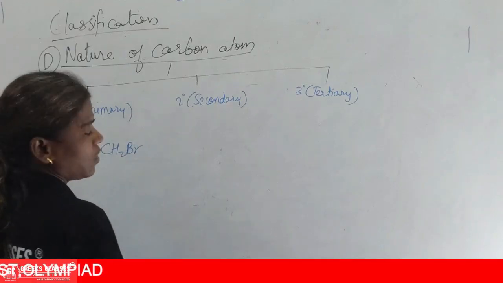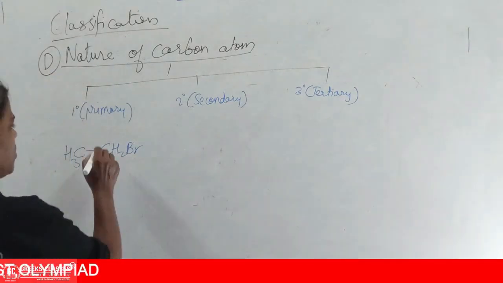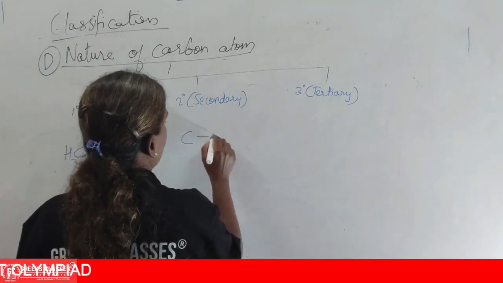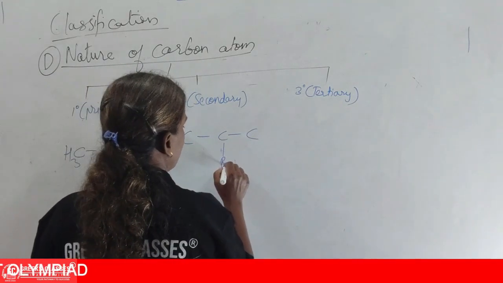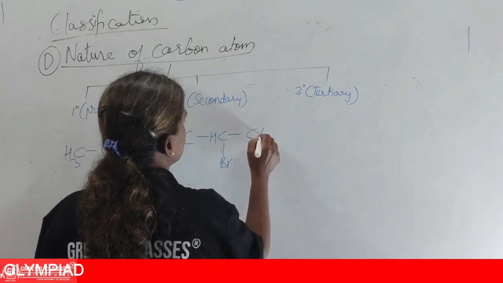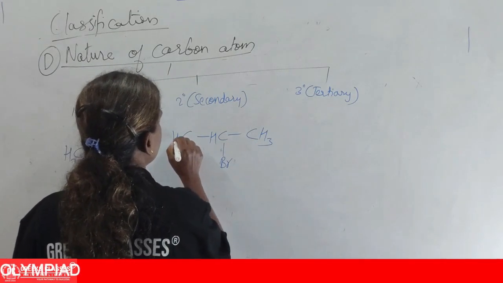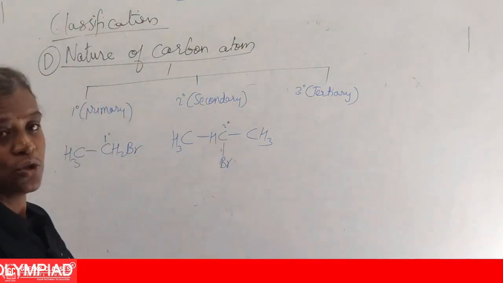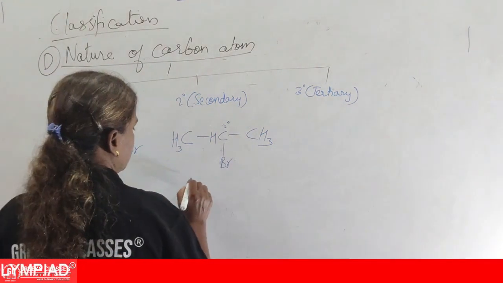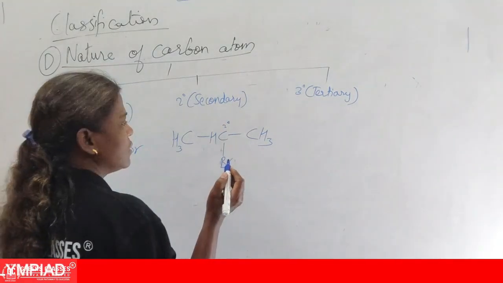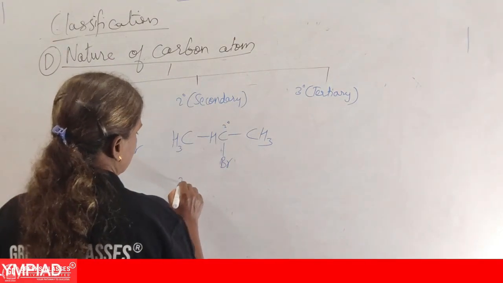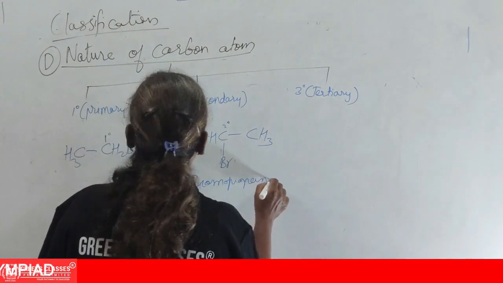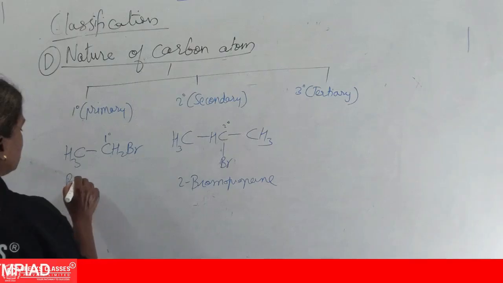In case of primary, there will be only one neighboring carbon, meaning CH3CH2Br. So this is primary carbon, 1 degree carbon. Whereas in case of secondary, there will be two neighboring carbons to which the bromine is attached. So this is secondary carbon to which bromine is attached. So this one is 2-bromopropane, or we can also call it isopropyl bromide, and this one is bromoethane.